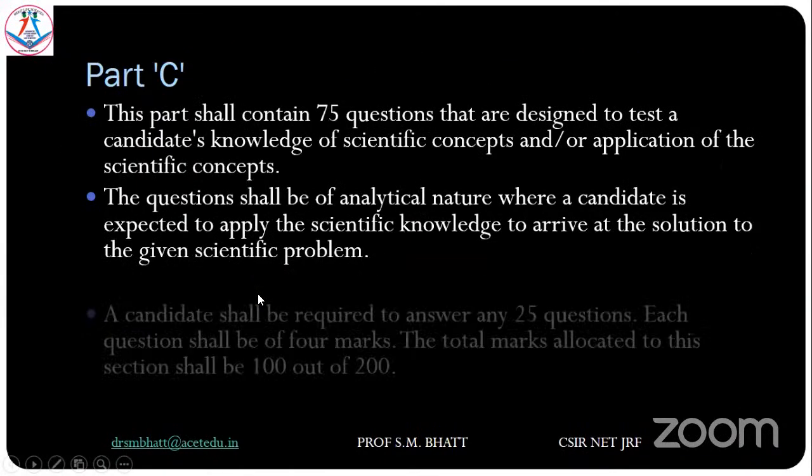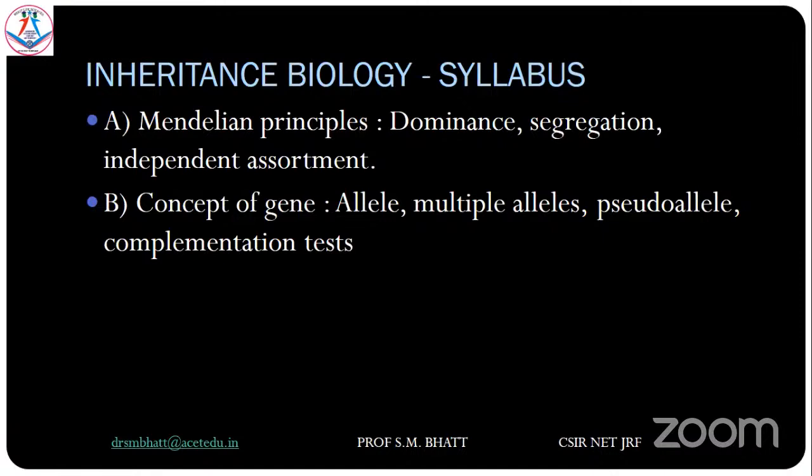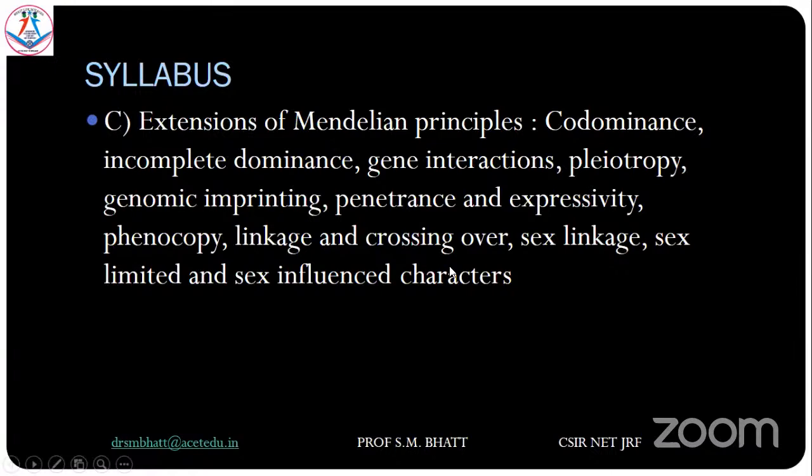That's what we are mostly discussing during the discussions, because if you're teaching the same thing written in the book and not discussing the practical aspects, it's of no use. We have discussed a few lectures over the last 2 days: dominance, aggregation, dependence, assortment. Yesterday we discussed alleles, multiple alleles, pseudo allele, complementary syndrome. Today we are going to discuss this concept: codominance, incomplete dominance, gene interaction, pleiotropy, genomic imprinting, penetrance and expressivity, phenocopy, linkage, crossing over, sex linkage, and sex influence factor.